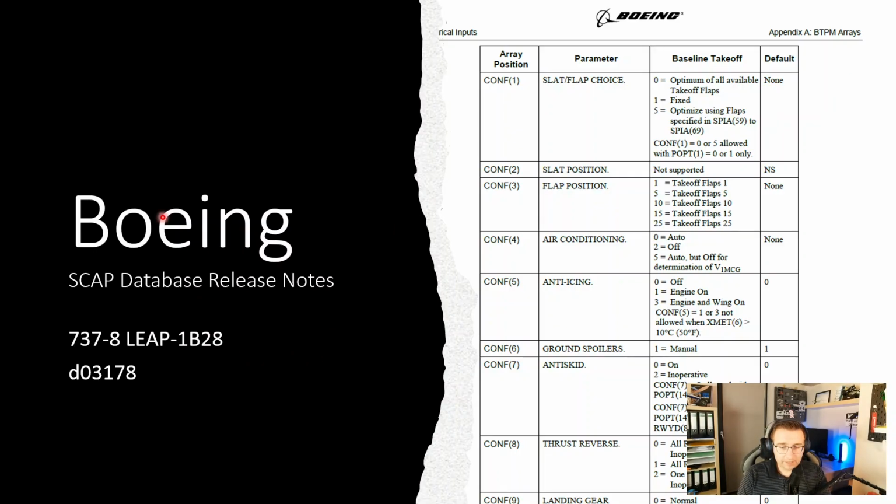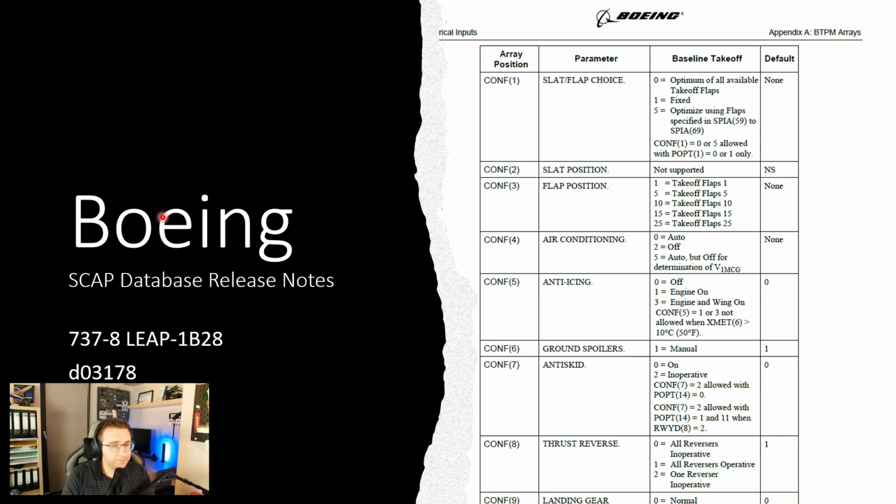So let's take, for example, let's put myself right here. Let's take an example of a Boeing SCAP database release notes. This is a PDF file. There's, I don't know, hundreds of pages, maybe a bit more. This one has been extracted from the 737 MAX 8 with a LEAP-1B28 engine, and the database version is Delta 03178. There's a lot of details, so this is just a part of one page, but it's just for you to have a quick understanding of how the whole system works.